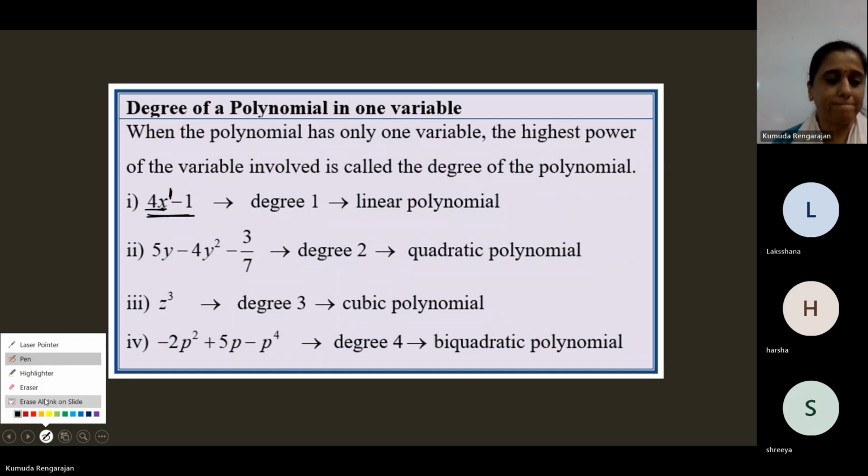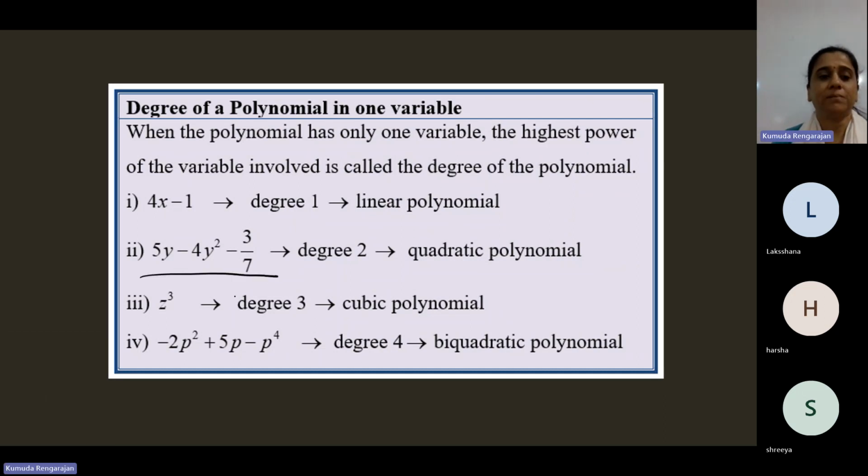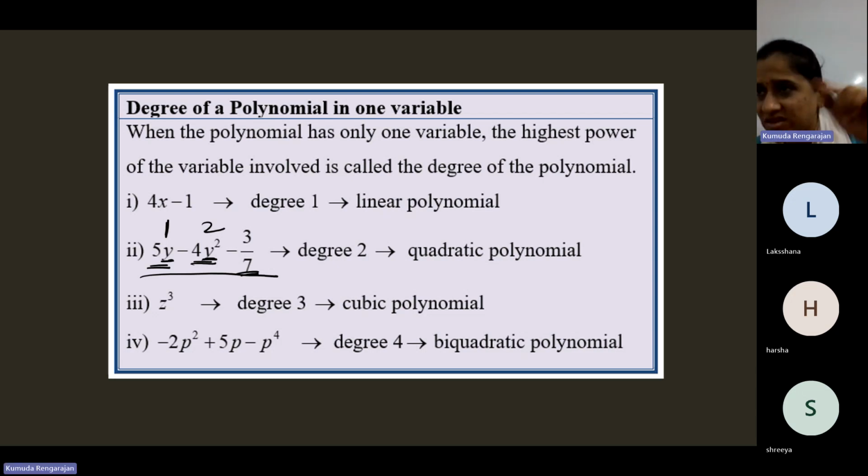Next one. In this example, first term, variable is y, power is 1. Second term, variable is y, power is 2. In the third term, no y, so leave it. Now between 1 and 2, which is big? 2. So the degree is 2. The bigger of the two numbers is the degree. So 2 is greater than 1. So 2 is the degree. If the degree is 2, then the polynomial is called a quadratic polynomial.